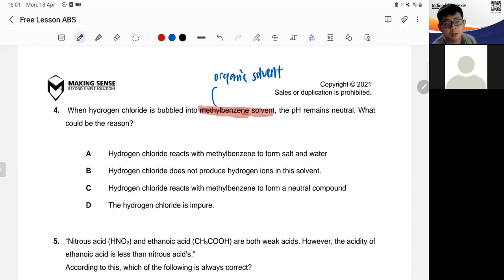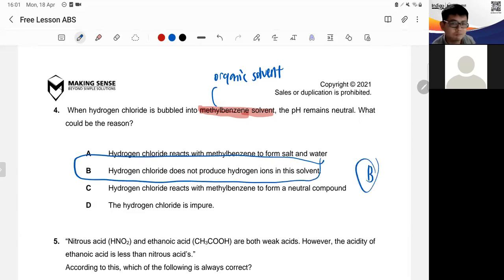And we keep mentioning that acids only act as acids in water. What if the solvent is not water? Obviously, then no dissociation will occur. It wouldn't even act as an acid, won't behave as an acid. So the answer is B. In this solvent, it won't dissociate.